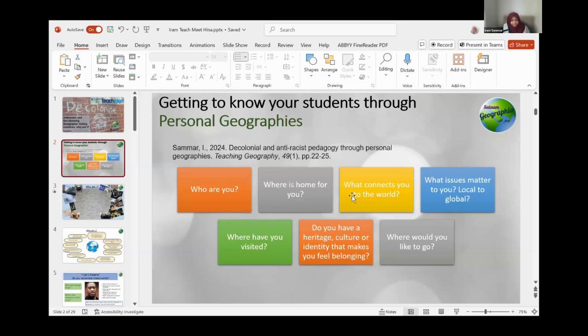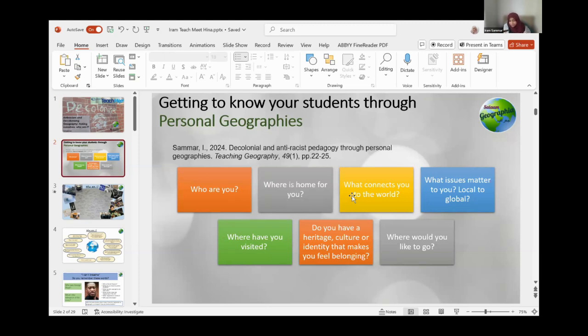So it's simple questions like, who are you? Where is home for you? What connects you to the world? And what issues matter to you, local to global, and where you've visited? Do you have a heritage or culture? And where would you like to go? Although these questions seem quite simple, they're quite deep.